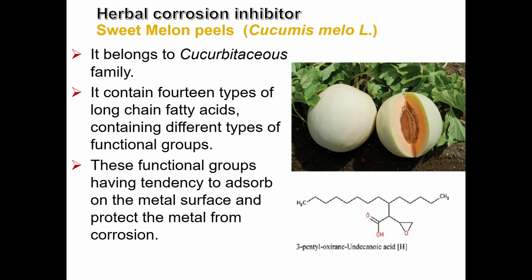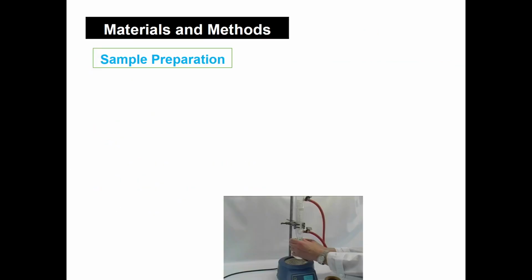It belongs to the Cucurbitaceae family, and it contains 14 types of long chain fatty acids, and we found these materials have a lot of functional groups. These functional groups help this phenomenon, because they can adsorb on the surface of the metal, by which the metal will be protected from corrosion.